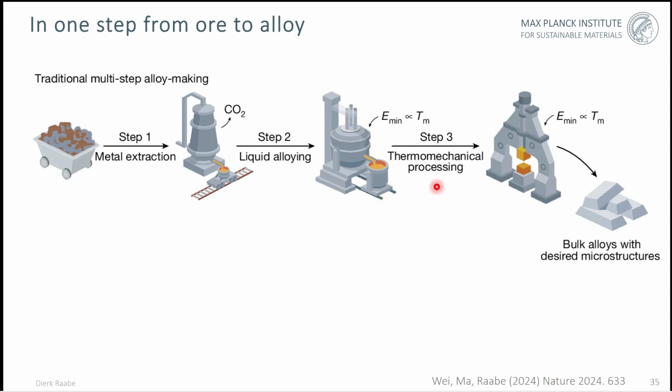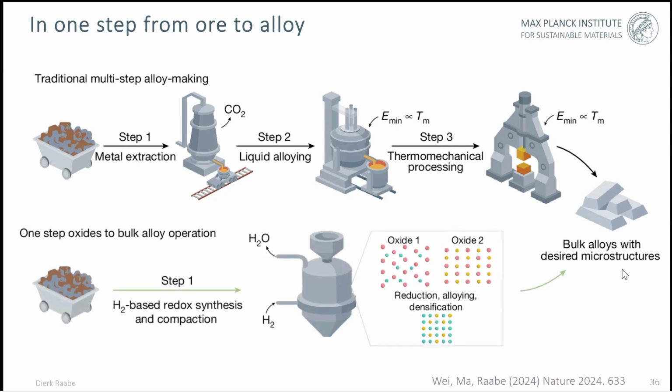And then in order to equip them with the required microstructures that later produce the properties we seek, we do very expensive thermomechanical processing, essentially heat and beat, to provide them with a certain grain structure, dislocation substructure, phase distribution, and so on. And then we have our bulk alloys with the desired microstructure, and particularly also with the desired properties.